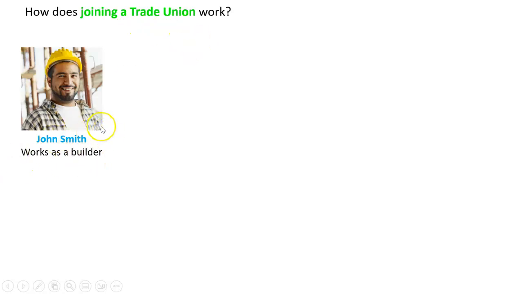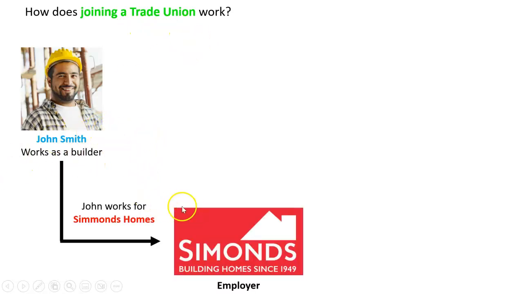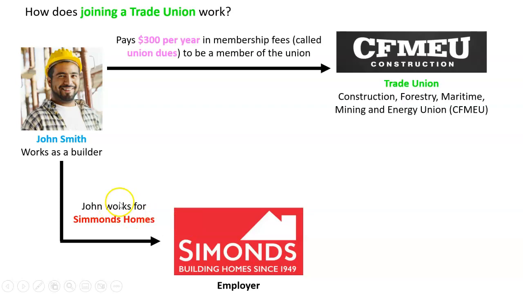Let's take John Smith. He works as a builder, and he works for an employer called Simmons Homes. So you might have heard of them. They're a pretty big employer around Australia. And then he says, I'm going to join the union, which in his case would be the Construction, Forestry, Maritime, Mining and Energy Union, which we'll call the CFMEU. And to join, just like any organisation really, to become a member, you pay fees.